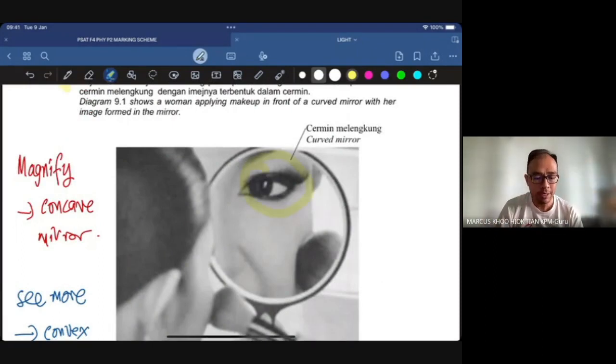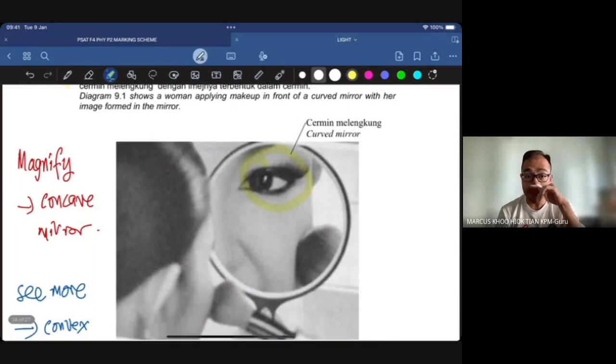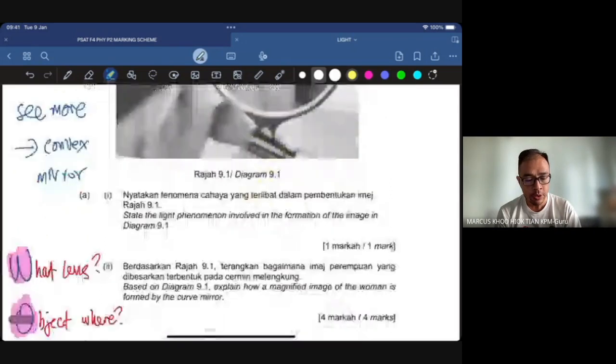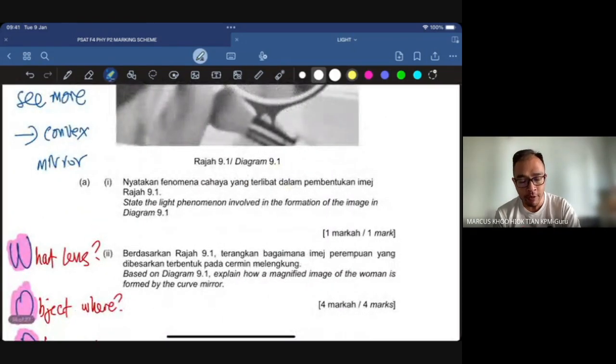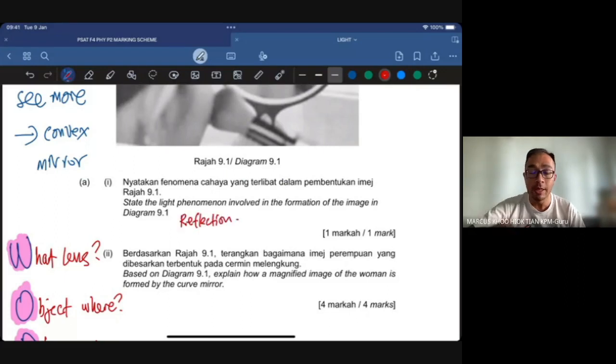You want to see bigger means you're looking at a concave mirror. In this case, it's a concave mirror. So a concave mirror is not for a wide field of view. A concave mirror is to be able to magnify the image. So, state the light phenomenon involved. Of course, the light phenomenon involved will be reflection, because it involves a mirror.